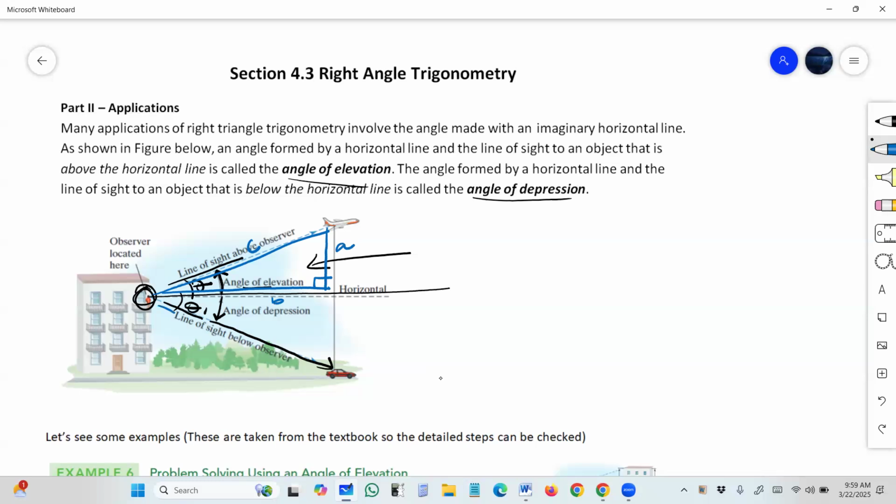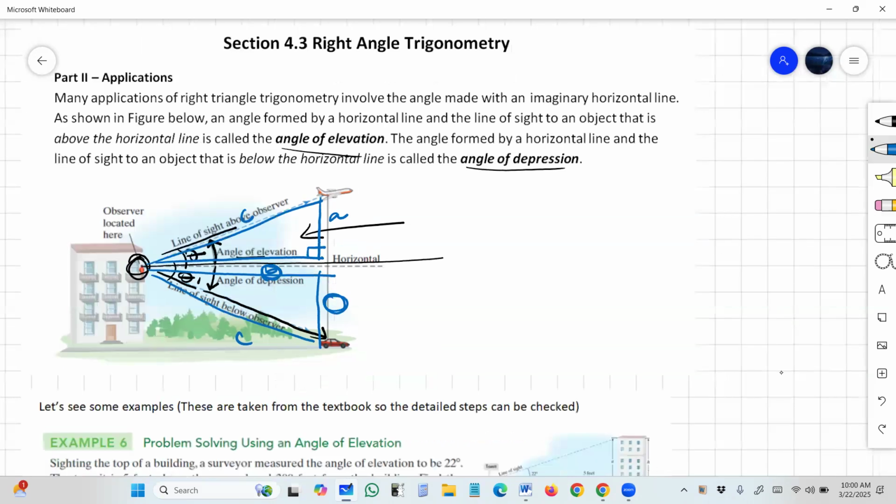And the same thing goes for the triangle on the angle of depression, right? So here is my hypotenuse. This is now my adjacent side, and this is my opposite side. So in either case, I can use the right angle trigonometry functions to find what it is that I'm interested in. So angle of elevation, angle of depression. Let's take a look at two or three problems.